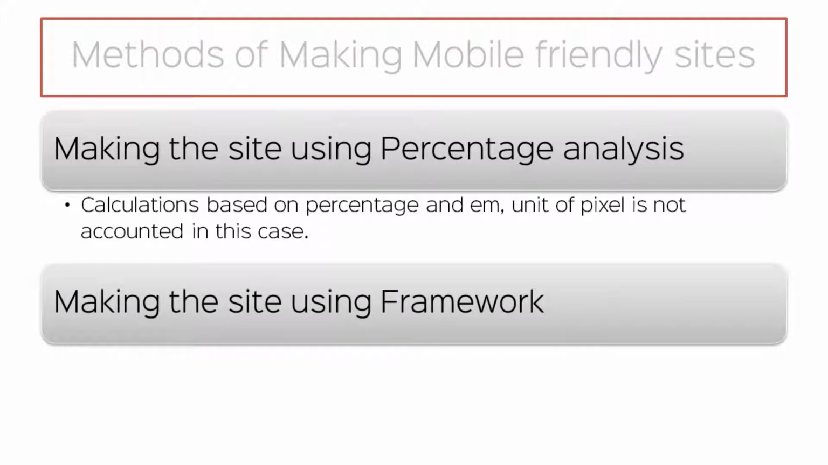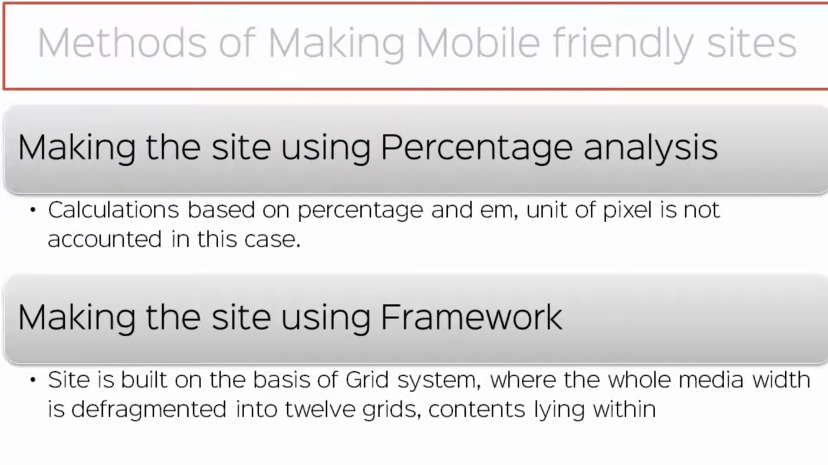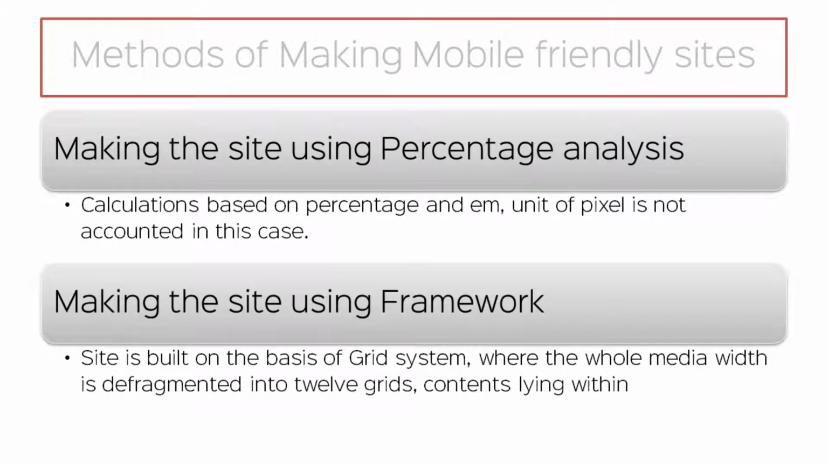But in case of rejecting these calculations based on percentage, there must be an alternative, and that is why they introduced a new kind of framework. We are now using the grid system, that means the whole media width is now divided into 12 grids, as we have seen in case of Bootstrap or Foundation. On the other hand, they involve percentage calculations up to a certain media width, and beyond that they stack all the contents one upon each other. So this is what we are going to learn here. But first, let's concentrate on the tools we will be needing.